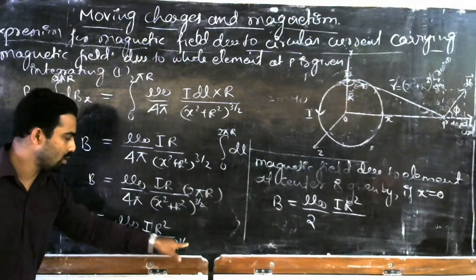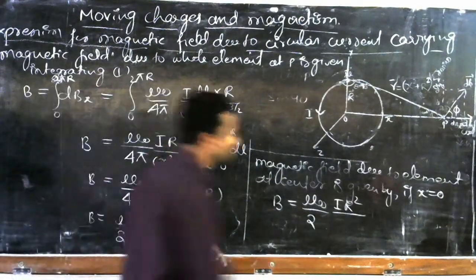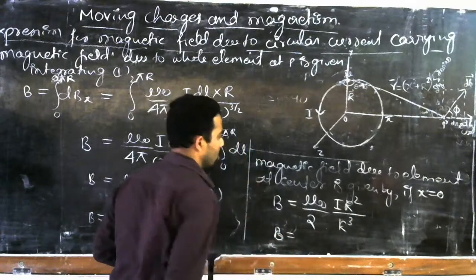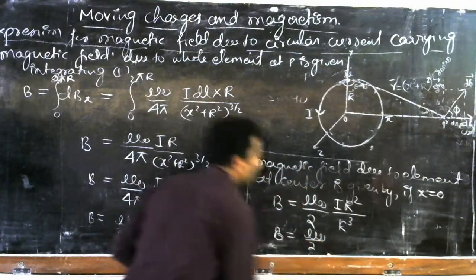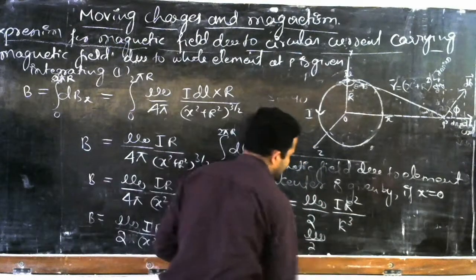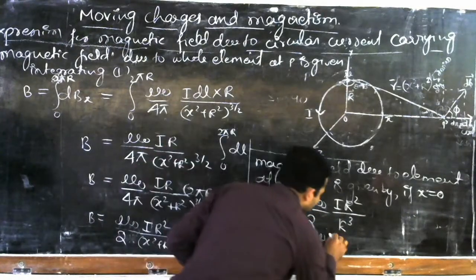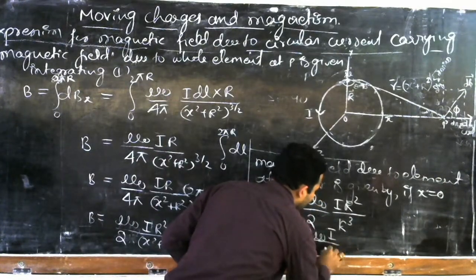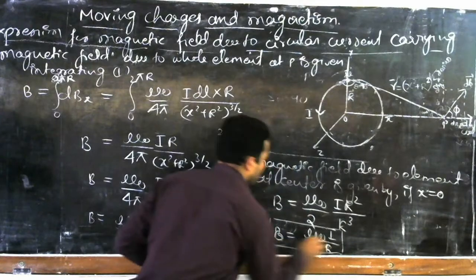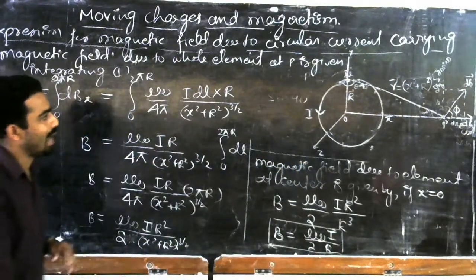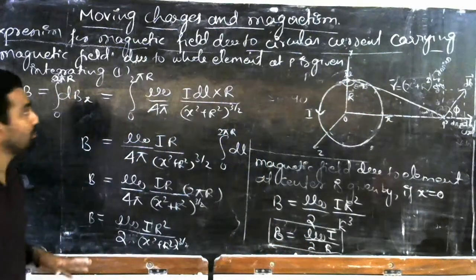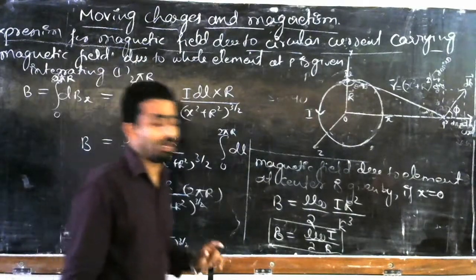So this gives R cube. So B is equal to mu naught by 2 into R square over R cube, and only one R remains here: mu naught into I divided by 2R. So this is the equation for the magnetic field at the center of this circular current carrying conductor. So this is the derivation for the magnetic field due to a circular current carrying conductor.